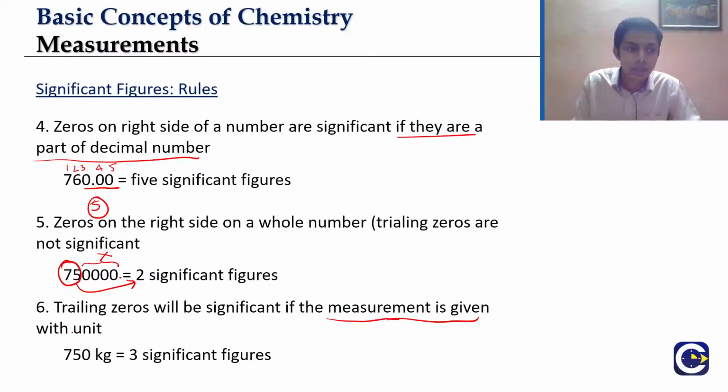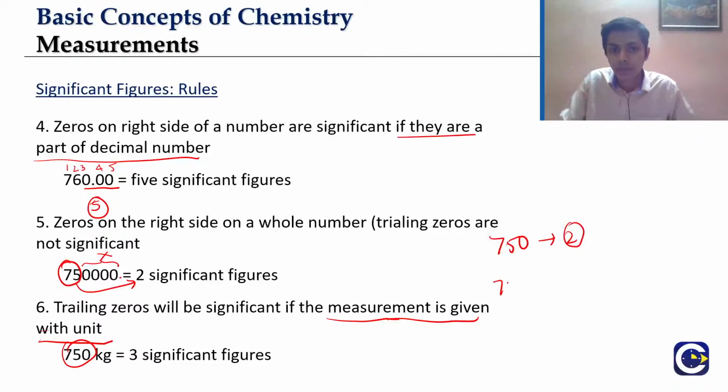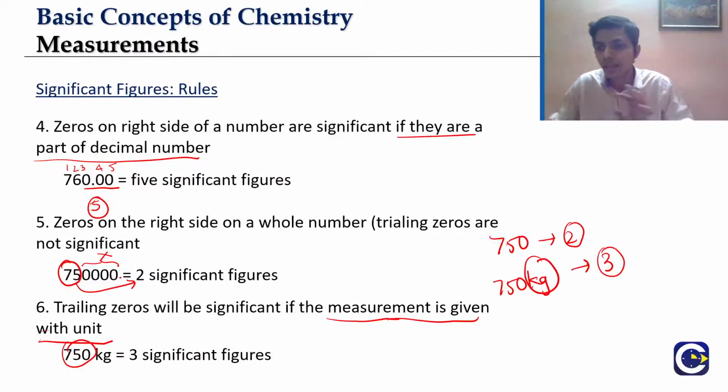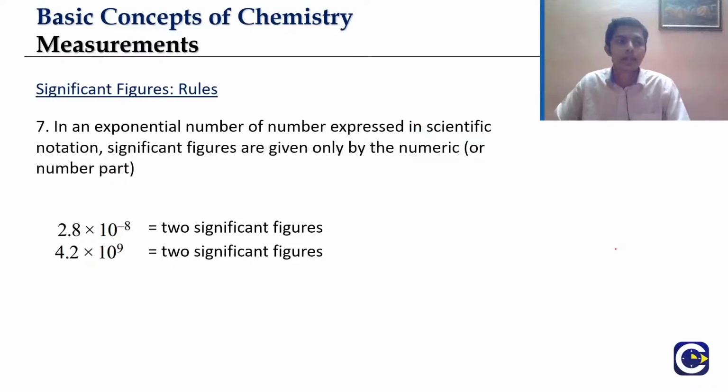Okay. If the measurement is given with a unit, then it will be of significance. For example, 750 has two significant figures, whereas 750 kg, that means the unit is there, so it will be three significant figures. Is this all clear to you? Significant figures.